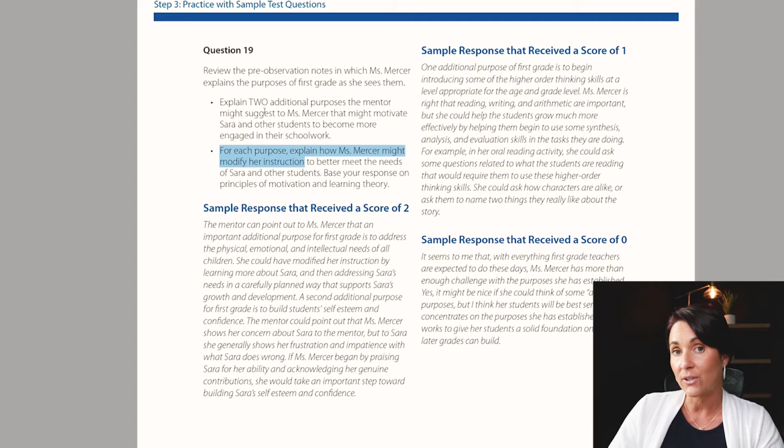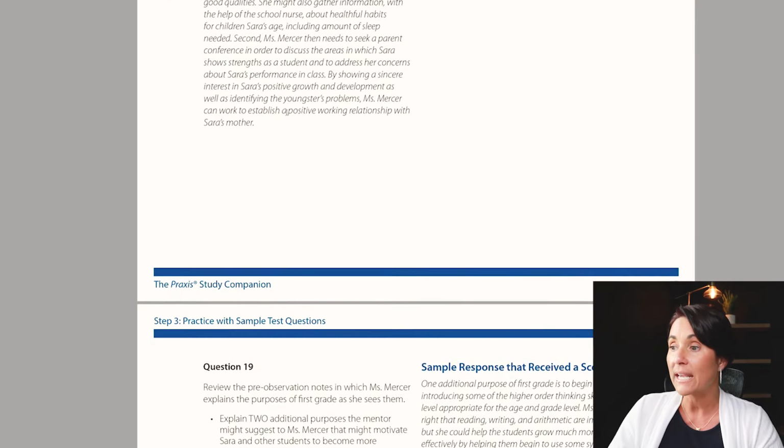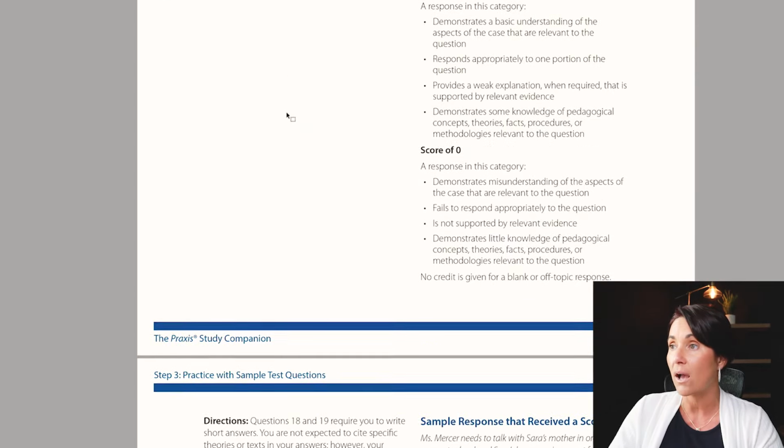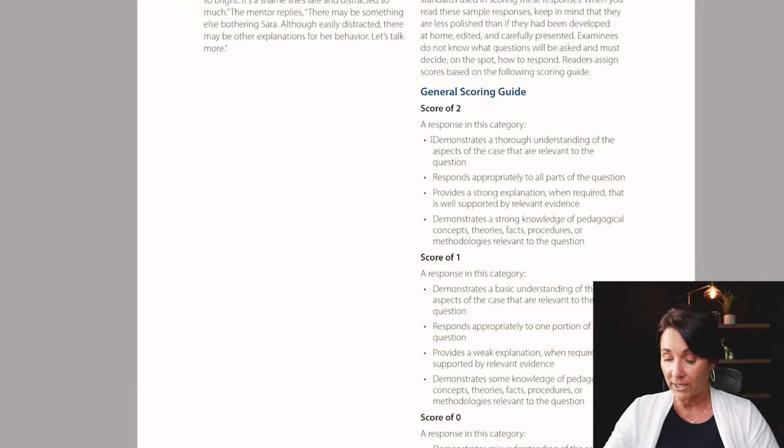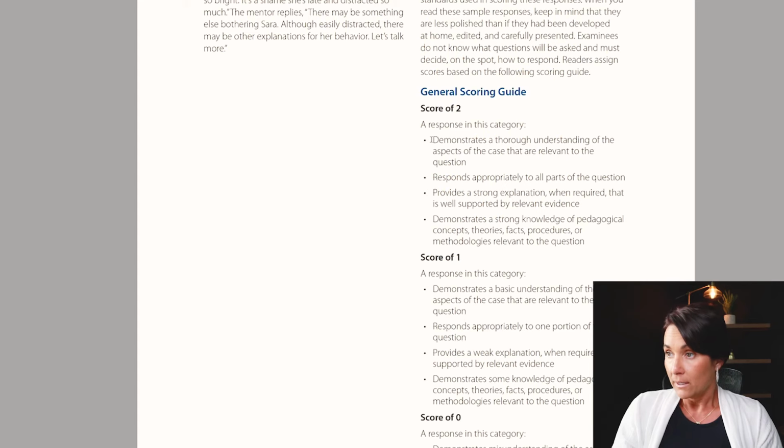And so you've only answered half the question. So make sure if you want to get this score of a 2, like we see here, you're going to have to answer both of those bullet points. So just make sure as you read, you make your checklist. Bullet point 1, addressed, check. Bullet point 2, check. Now we scroll down here, provides strong explanation when required, as well as supported by relevant evidence.